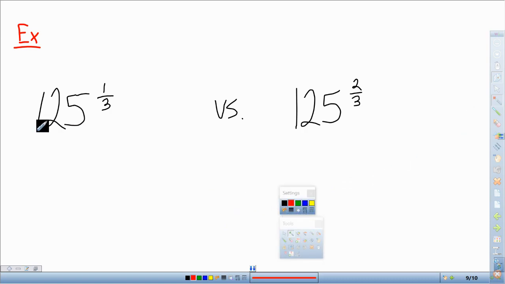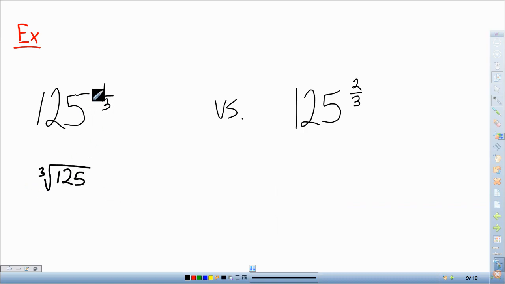Okay, so 125 to the power of 1/3 versus 125 to the power of 2/3. All right, let's try it out. So first things first, I know on this one, this means I have 125, my radical, that 3 means this thing's a cube root, and it's being taken to the power of 1. Okay, so let's go ahead and break this thing down. 125, I think we've done this a little bit, but we know that a 5 goes into 125, and it goes into it 25 times.